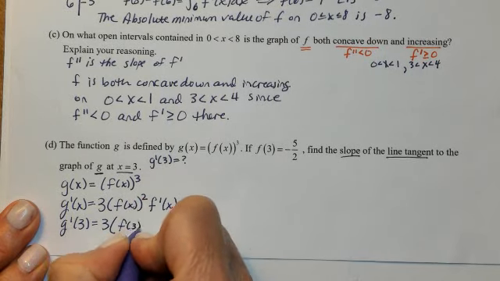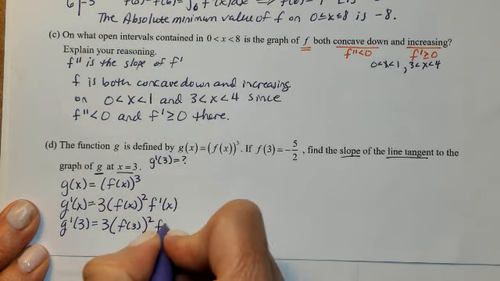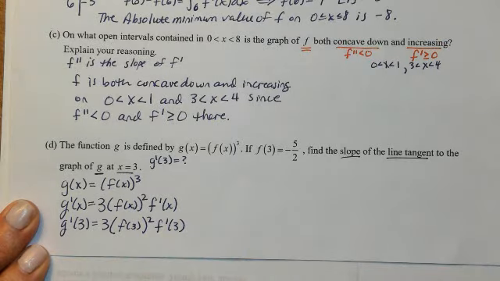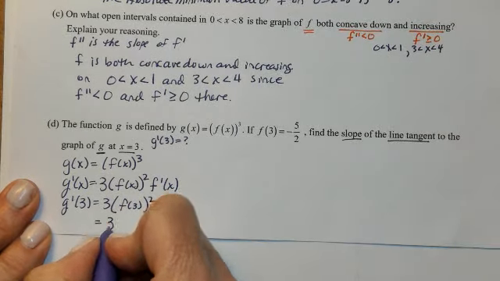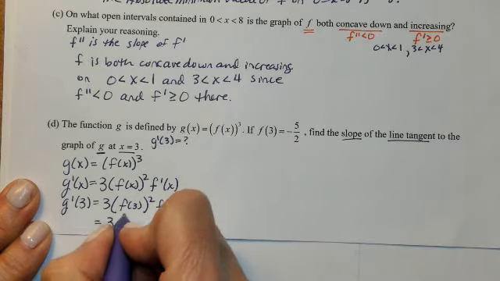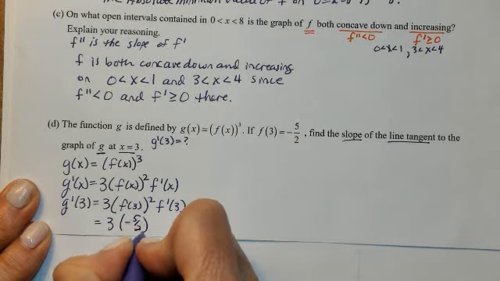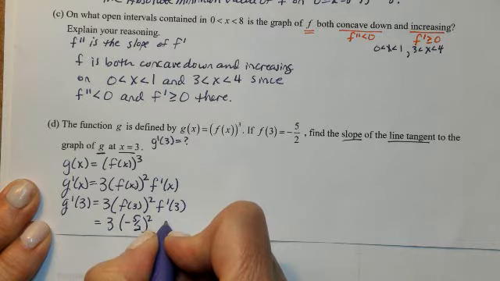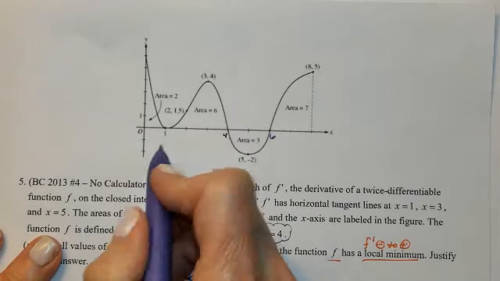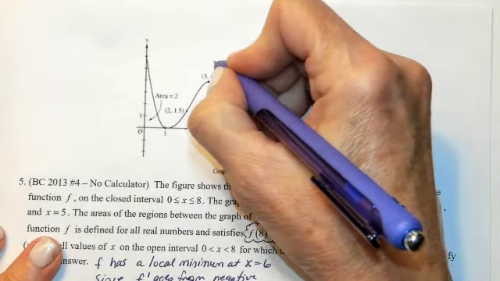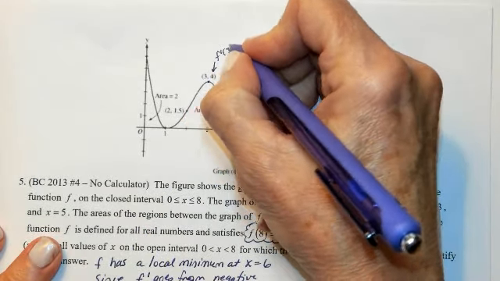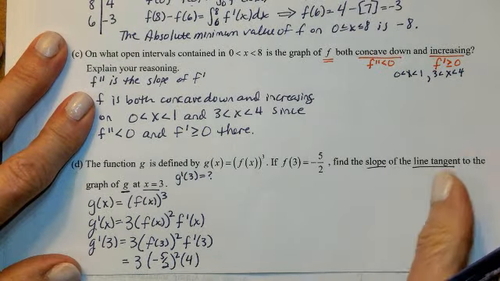So we have f of 3 squared times f prime of 3. I think I can squeeze it in down here. So f of 3, they told me, was negative 5/2. And f prime of 3, well, we have the graph of f prime, so I just go and look at where x is 3. F prime of 3 is 4. So there is f prime of 3. And I will say stop right there.